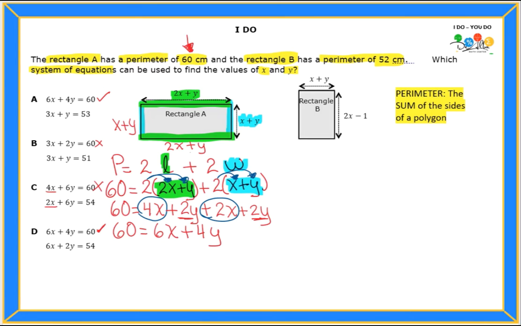So let's go to rectangle B. Now in rectangle B, I am going to identify my length, which is 2x minus 1. Therefore, the opposite should also be 2x minus 1. They're congruent, remember? Parallel and congruent. What about the width? Well, the width is represented with x plus y. Therefore, the opposite has to be also x plus y.